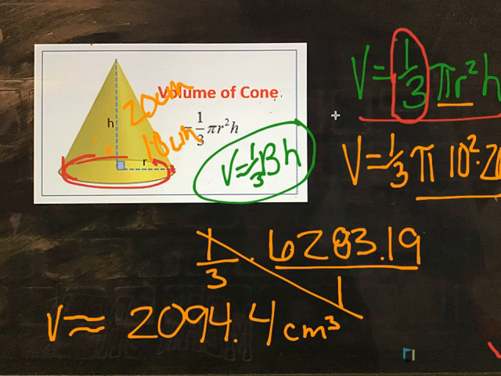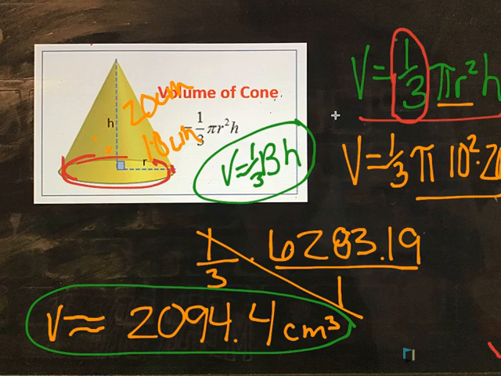Plug in the calculator. Again, I just went ahead and multiplied everything. Pi times 10 squared times 20 gave me about 6,283.19. And then multiplied it by 1/3, and multiplying by 1/3 is the same thing as dividing by 3, and the answer was approximately 2,094.4 centimeters cubed, because again, our answer is always in cubic units. So that is how you find the volume of a cone.